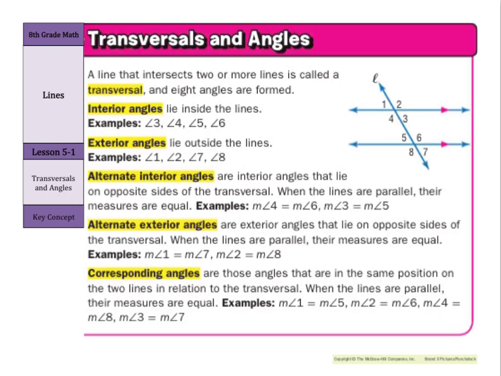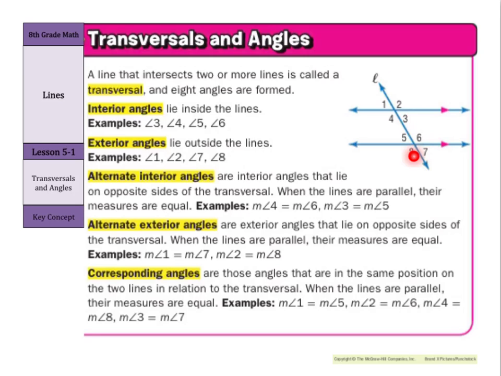Now, a line that intersects two or more lines is called a transversal. Well, here we have two lines. We have a line that intersects this. This intersecting line is considered a transversal. So this line L is the transversal, and you can see where the 8 angles are formed.